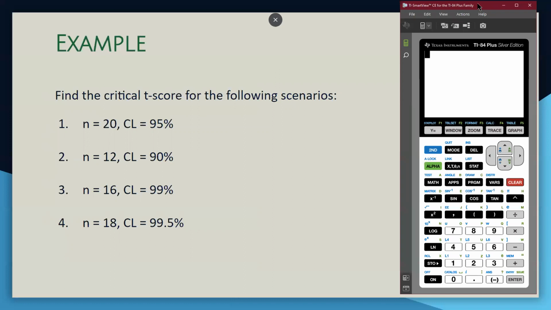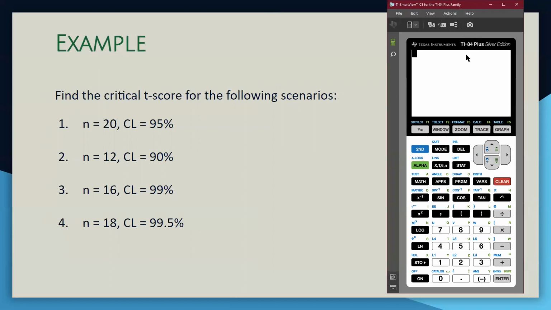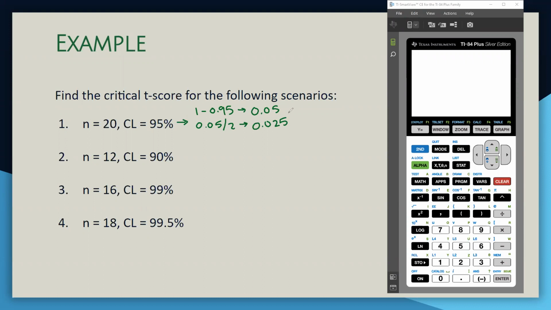So for the first one, we're told that we have a sample size of 20 and we want to construct a confidence interval with a 95% confidence level. First thing I need to figure out is what my alpha is. I remember that I take this number and subtract it from 1 to figure out how much area is in the tails, 0.05. Then we cut it in half because we have two tails, not tables, sorry. And so the area in each tail is 0.025.